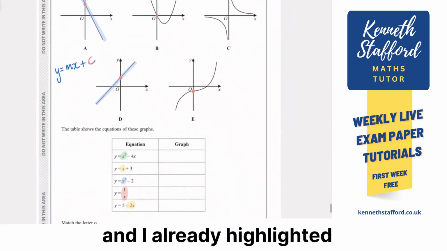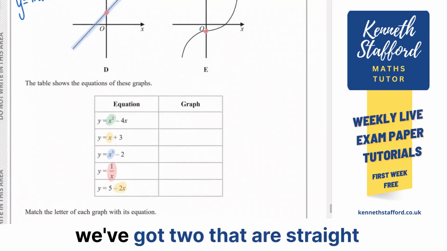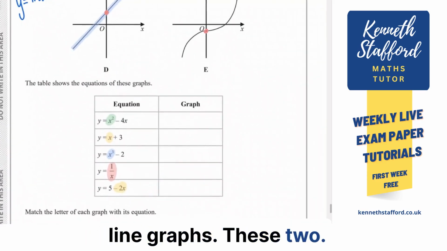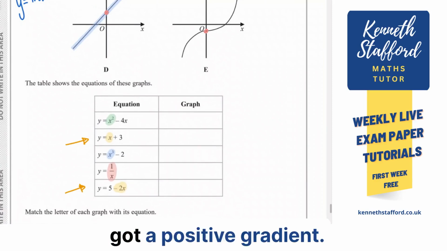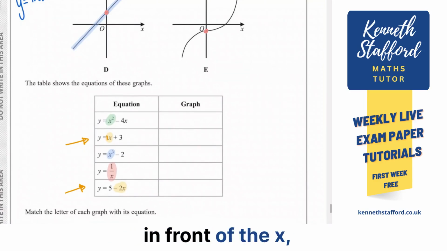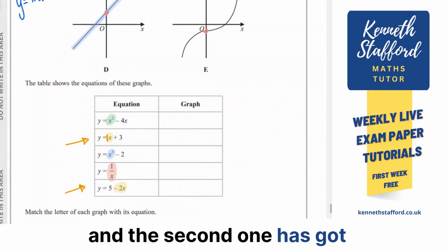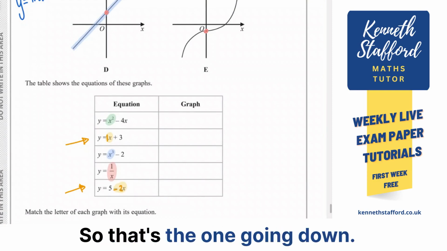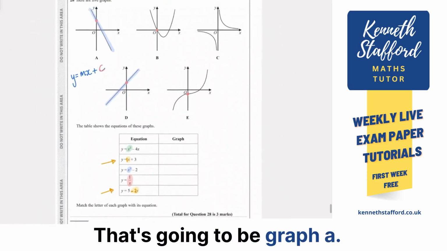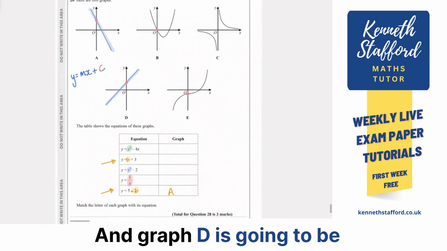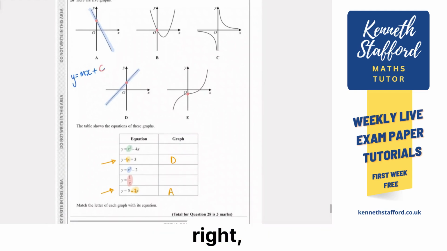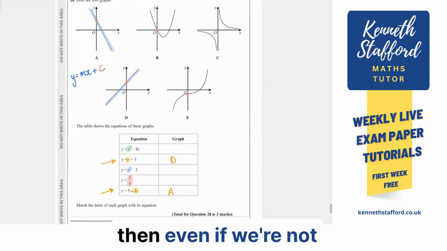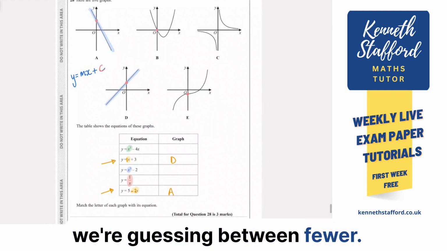and I already highlighted them in yellow, we've got two that are straight line graphs, these two. Now y equals x plus 3 has got a positive gradient. There's a hidden 1 in front of the x. And the second one has got a gradient of -2. So that's the one going down. That's going to be graph A. And graph D is going to be the positive gradient. Now we should start off by saying, right, I can identify a straight line graph. If you can do that, then even if we're not sure on the others, we're guessing between fewer.